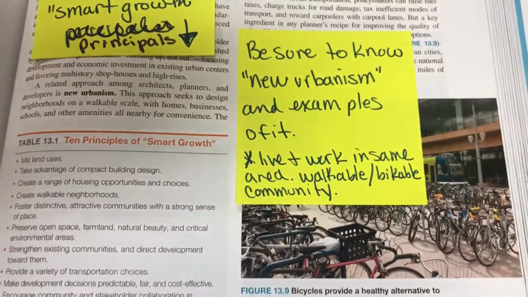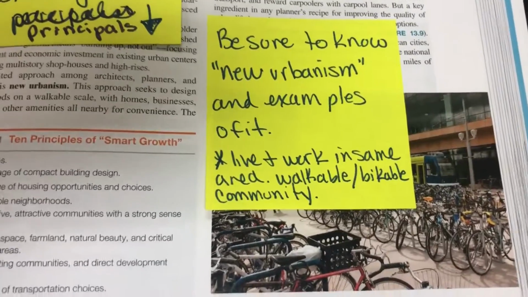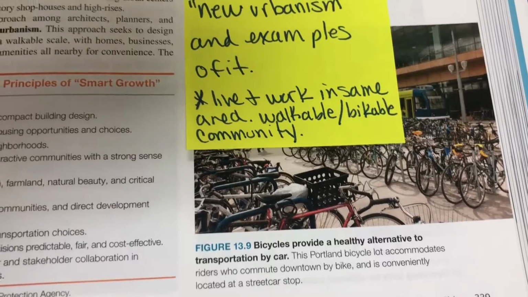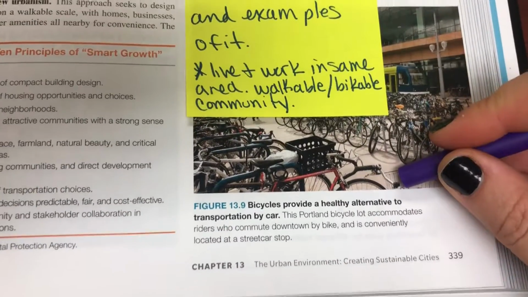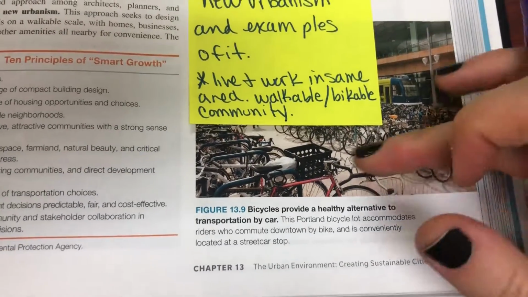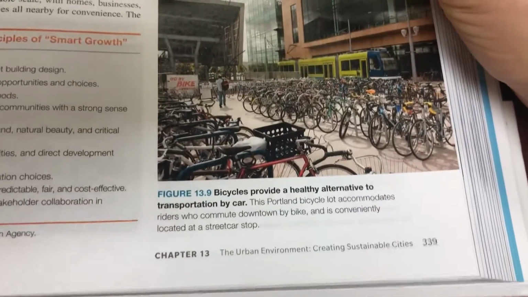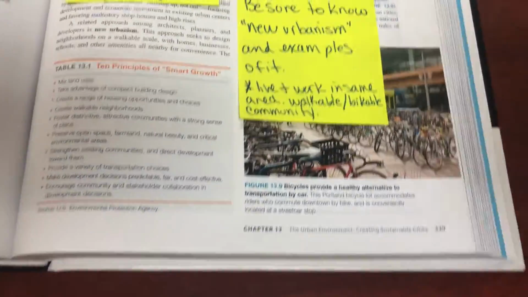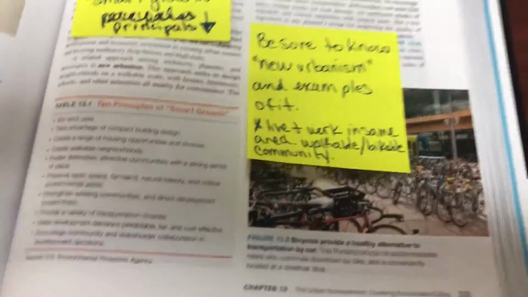Now, one of those is new urbanism, which you need to make sure you know examples of it. And ideally, that is when you live and work in the same area, so you have a very walkable or bikeable community. As we talked about in the case study, Portland, Oregon is a perfect example of that, where they have a lot of bike parking centers near major transit centers for people to get to and from different places within the city. So make sure you review this list. Okay.